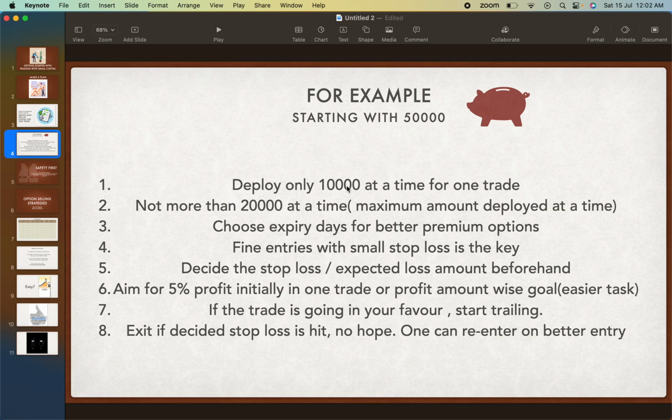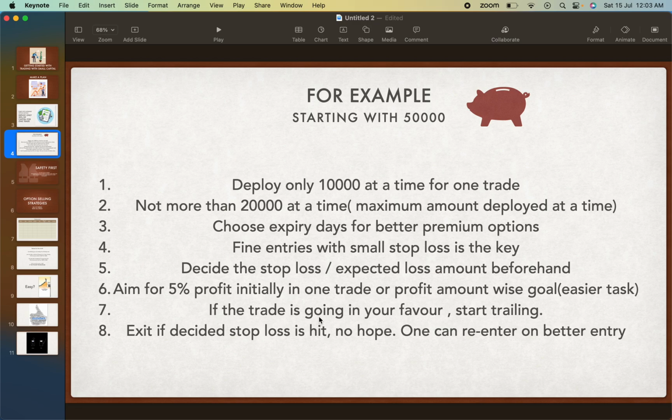For example, if you are deploying 10,000, then 5% is just 500 rupees. So you have to plan for 500 rupees, and if you are deploying 20,000, you have to plan for only achieving 1,000 on a day. That's it. So initially keep a target which can be easily achieved.